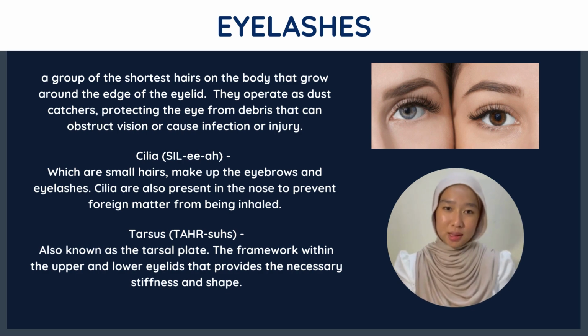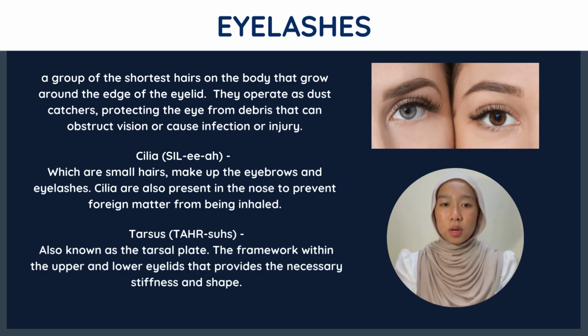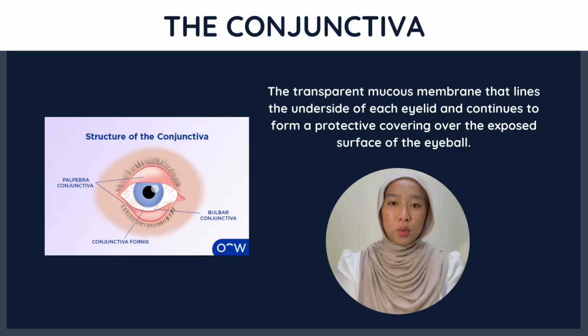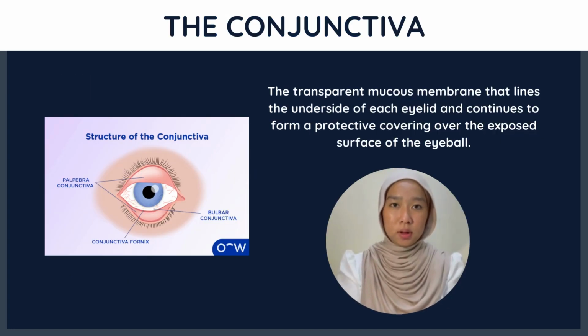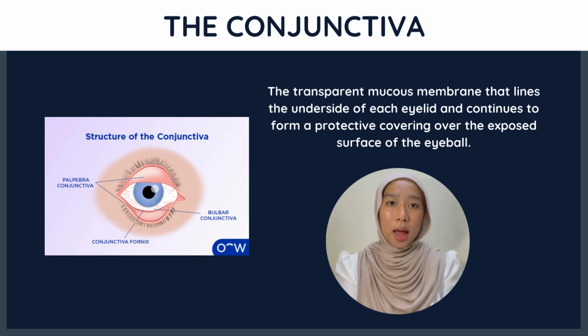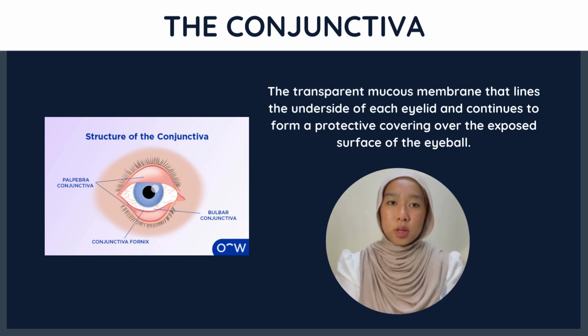So what is the tarsus? The tarsus, also known as the tarsal plate, is the framework within the upper and lower eyelids that provides the necessary stiffness and shape. Next, we move to the conjunctiva, the transparent mucous membrane that lines the underside of each eyelid and continues to form a protective covering over the exposed surface.